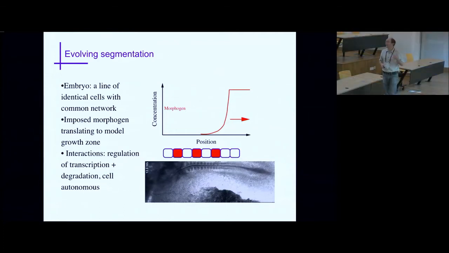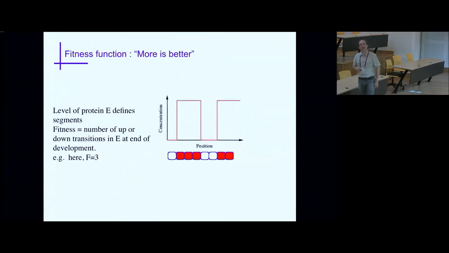And then I'm going to give this to my evolutionary algorithm, and I want to evolve in the computer a network that is able to form stripes of genetic expression. That's what I'm doing, because eventually I want segments. And what is defining segments, as you saw in the fly examples, are stripes of genetic expression. Okay, and so how do I define that I want more stripes? Well, this is my input.